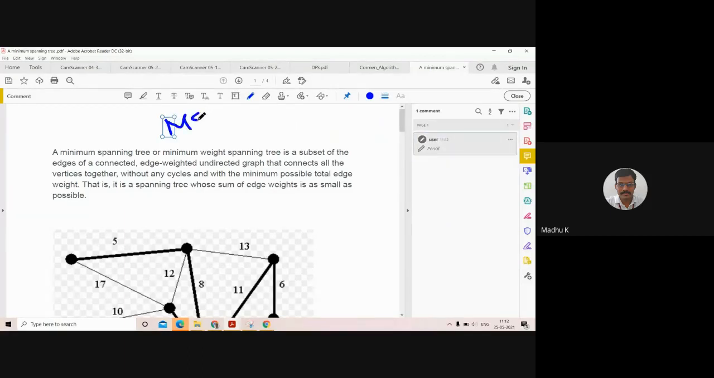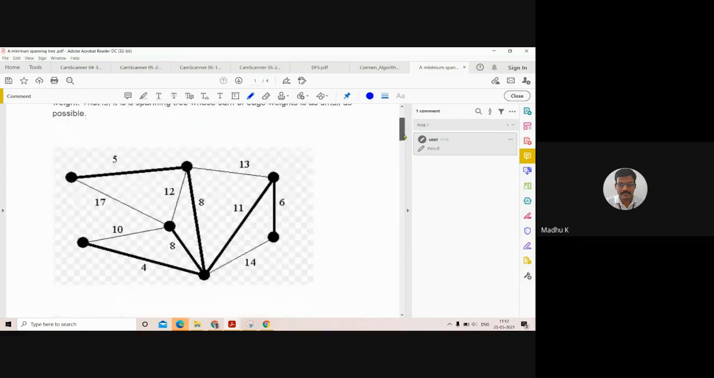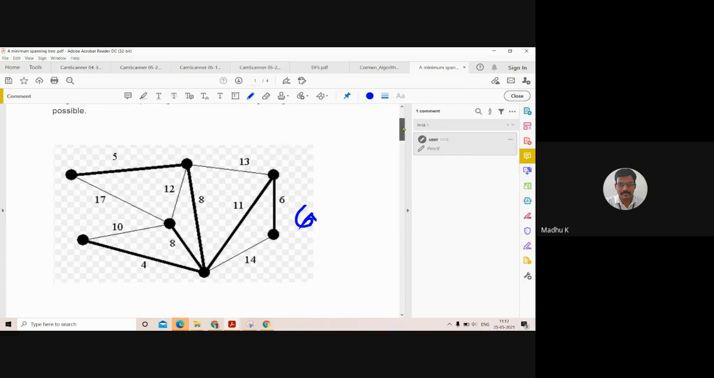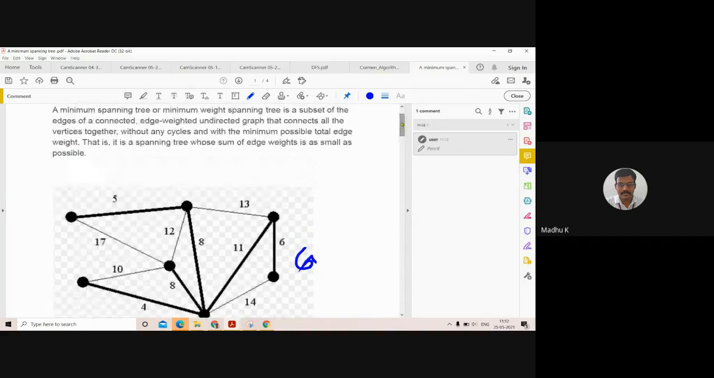What is MST? This is the definition of MST. I'm trying to simply define what is MST. Basically, usually we will perform it on a graph. Suppose this is a graph G, and vertex is there, edge is there, and this is weight, etc. So we will perform an MST on a graph G, then we will get a tree. So the resulting will be a tree.